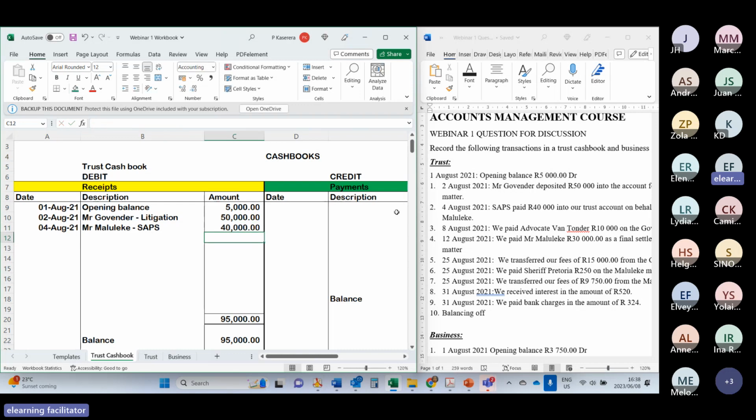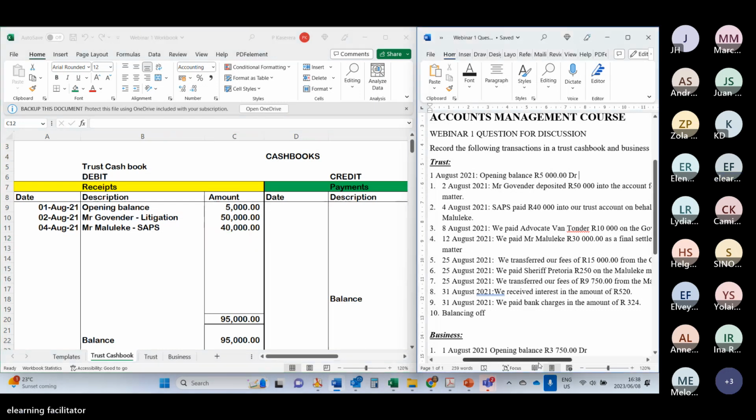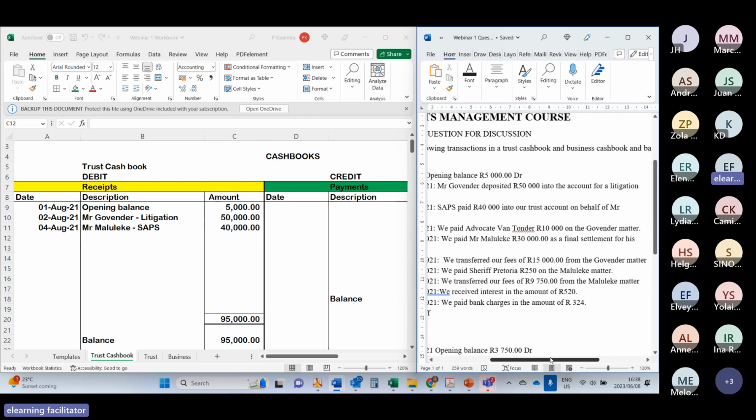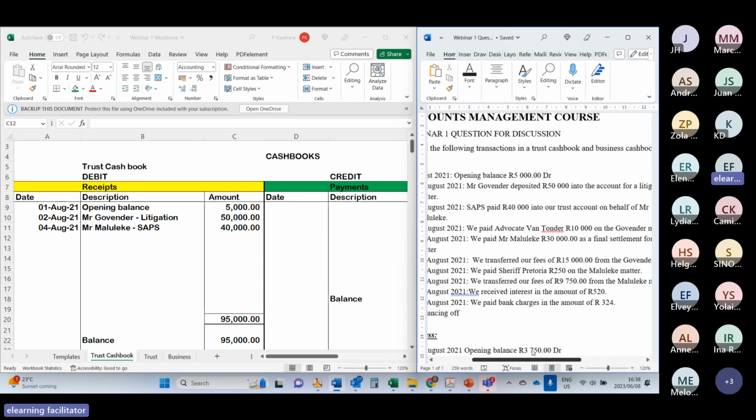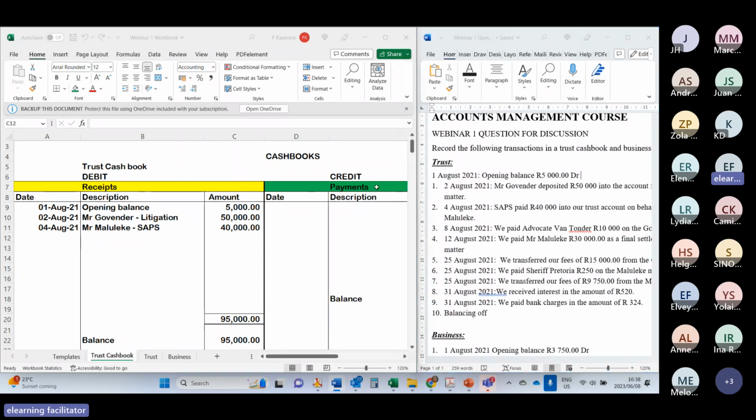It's 40,000. And then on 8 August 2021, we paid an advocate Bantonte 10,000 on the Govender matter. Okay, now we are paying. So we will go on the payment side. We record our date, 8 August 2021.